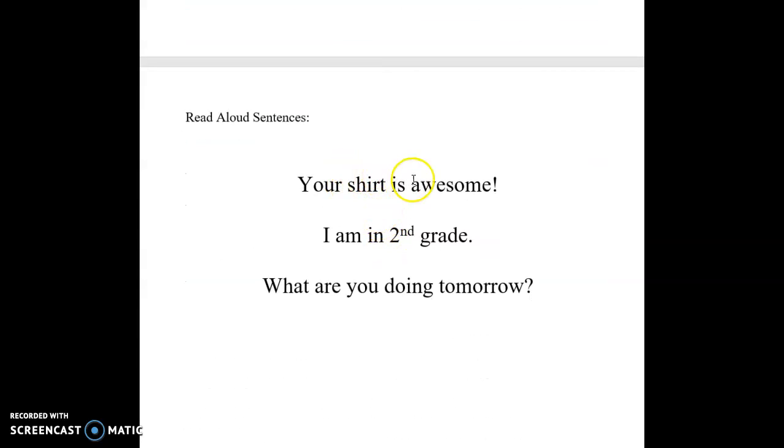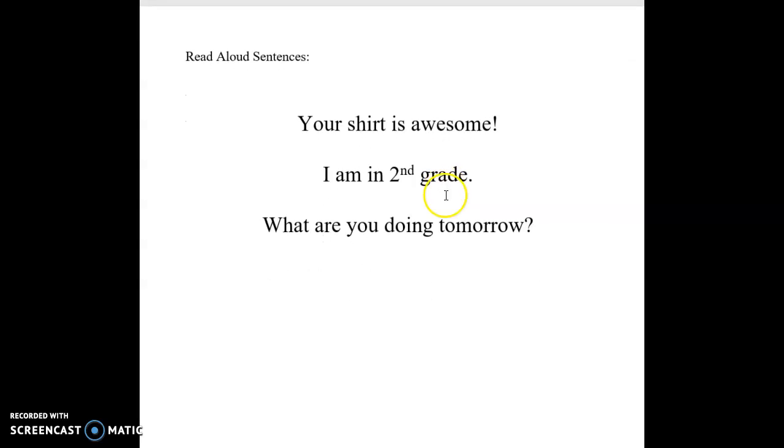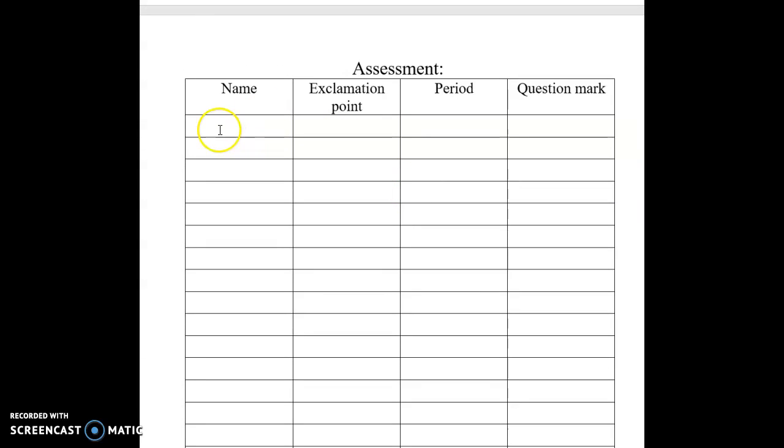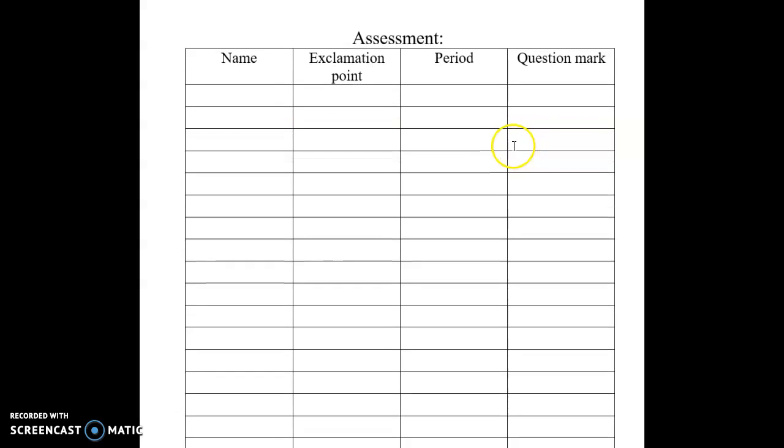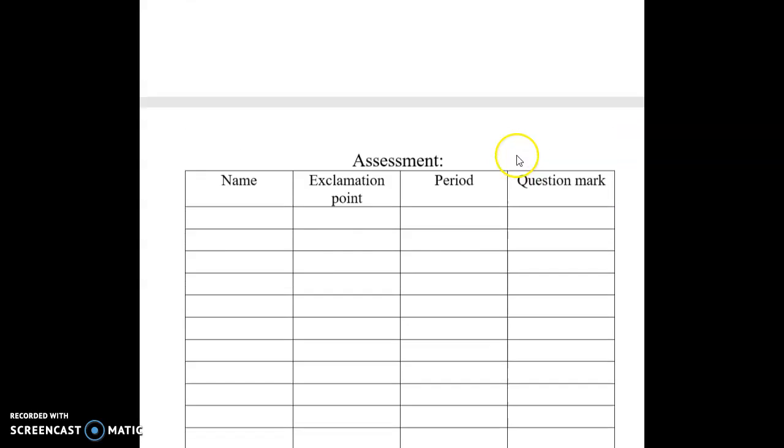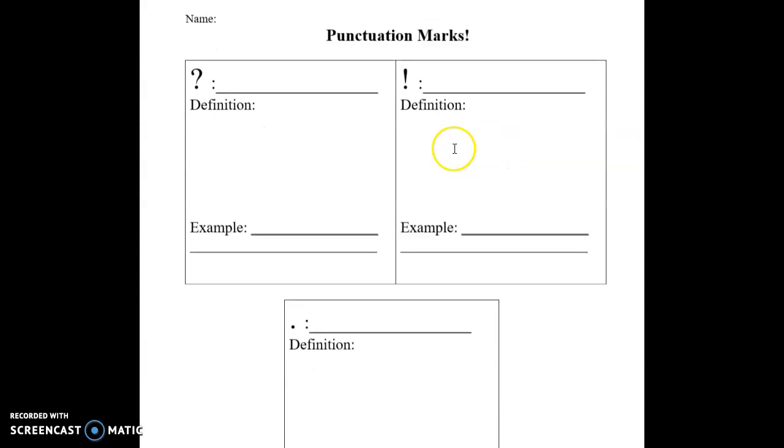These are the sentences that the students would read aloud to the teacher. The teacher would have this on their desk, and the teacher would come up and read it, and they would assess them using this. They would write the student's name and then give them an X or a check mark, depending on whether they read it with the proper expression or not. And that is my lesson.